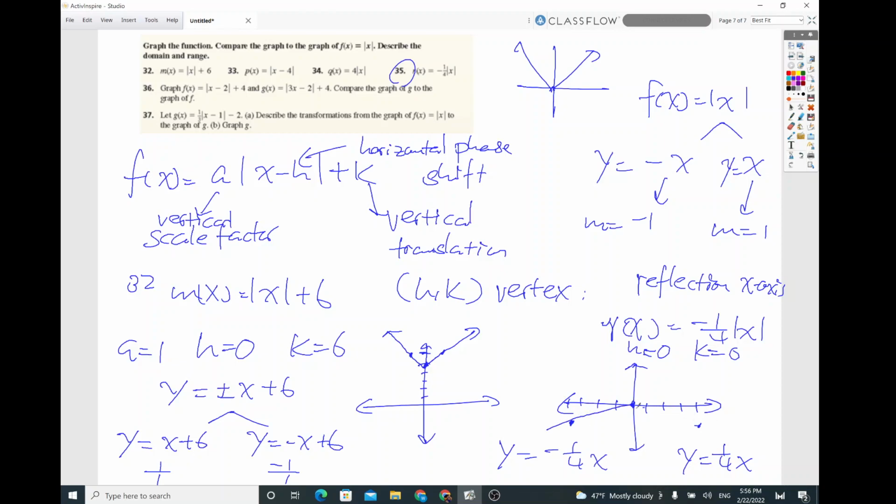Okay, so once you get the points, simply connect them. This one is a wider V shape because of the slope: 1 unit down, 4 units to the left, or 1 unit down, 4 units to the right. And then the other one, just describe the transformation. This one is saying that it's 2 units shifted to the right, 4 units up.